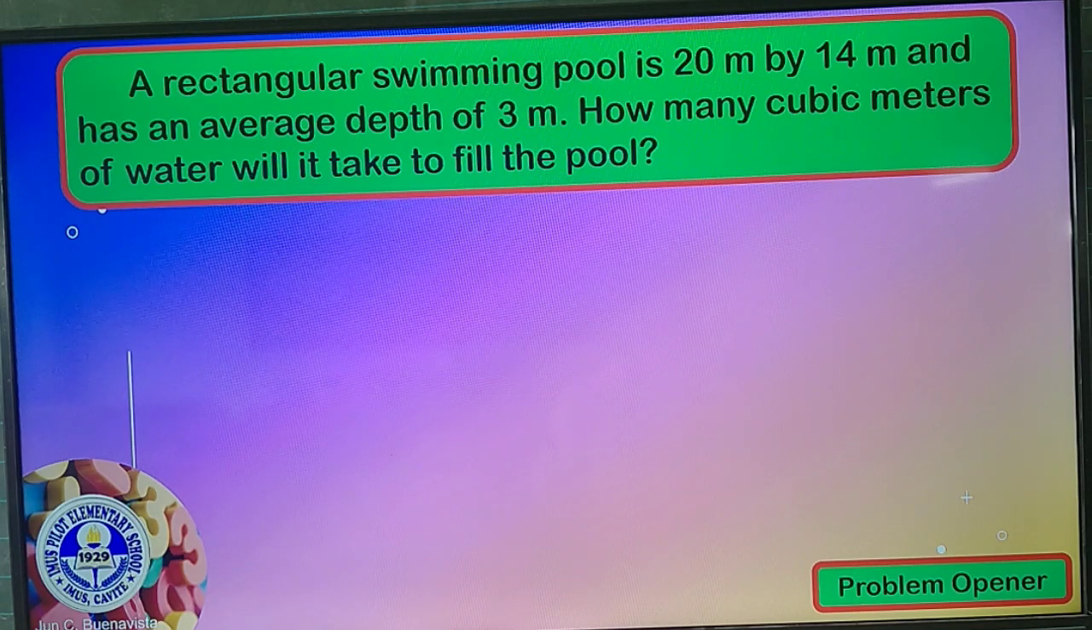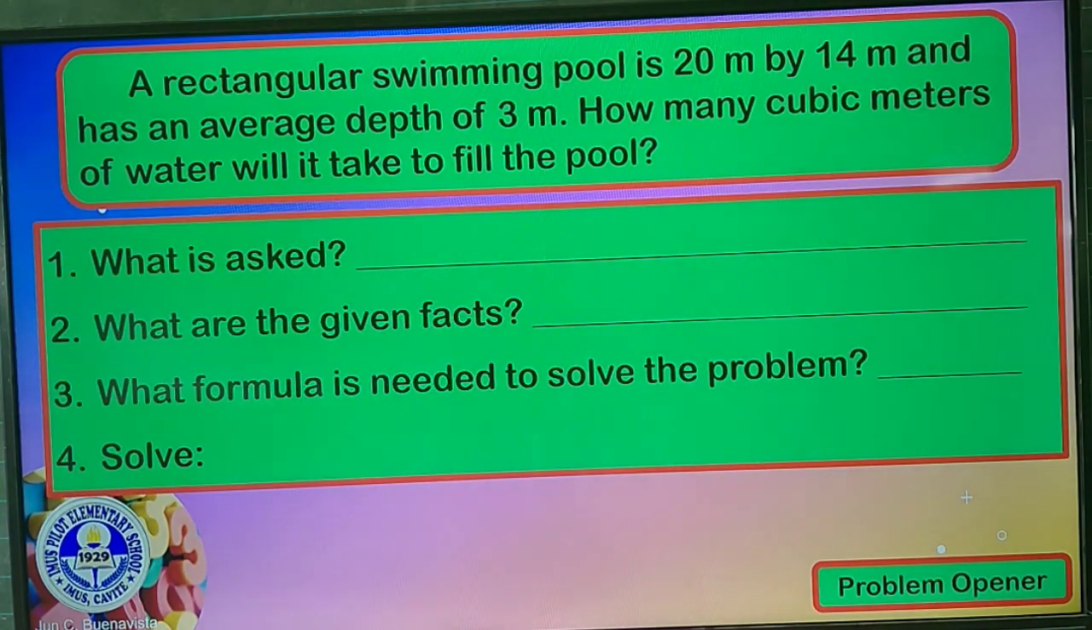So, gaano kalalim? Now, we are going to answer that problem using the strategy for solving routine and non-routine word problems. We are going to know what is asked, what the given facts are, and what formula is needed to solve the problem, and after that, you are going to solve the problem.